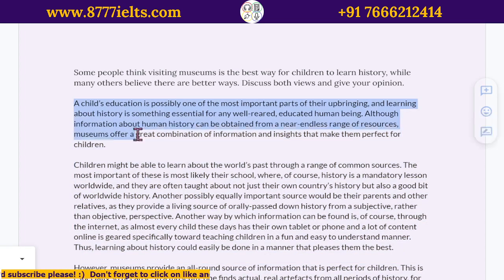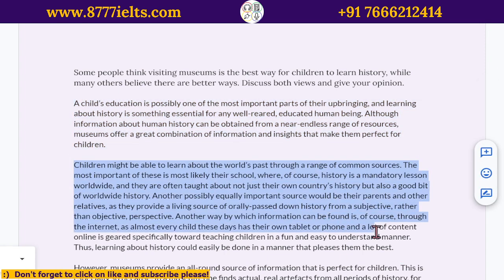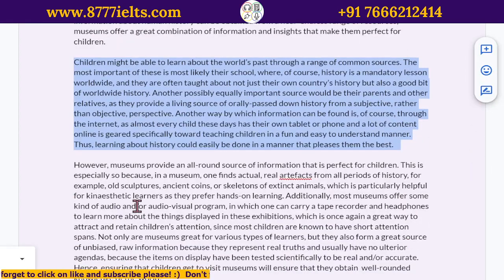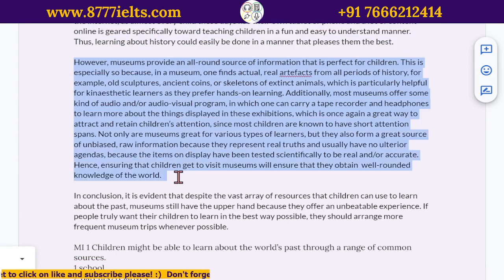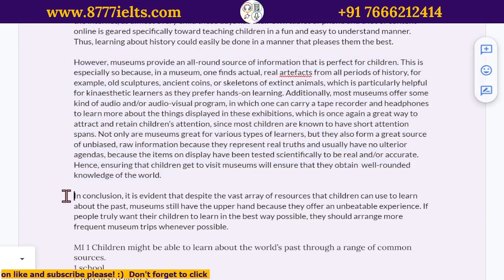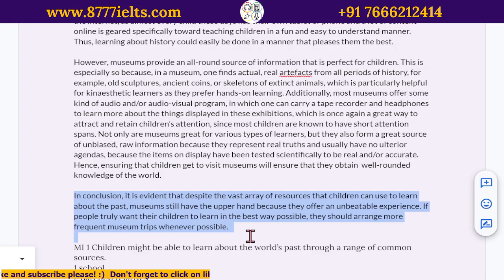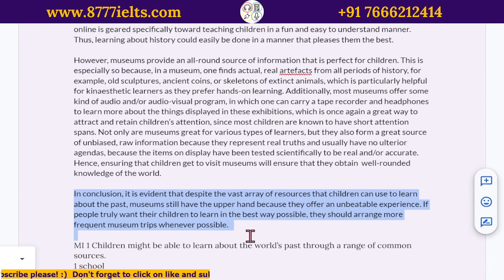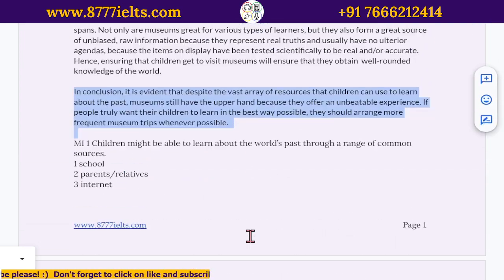Okay, so here's the introduction. You can pause your screen if you want to read. And here we've got body paragraph 1. Here we've got body paragraph 2. And that's the conclusion. And we have our ideas over here.